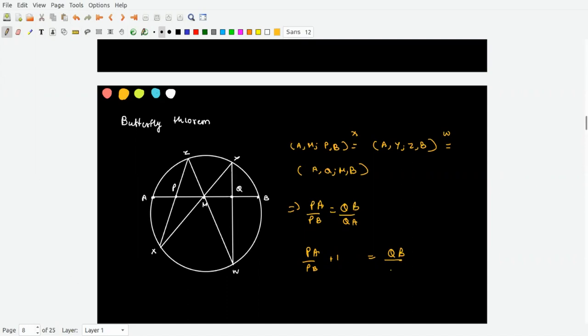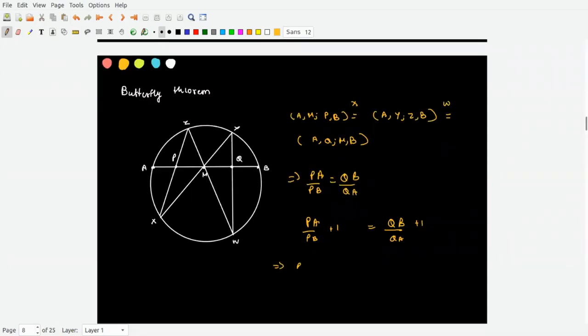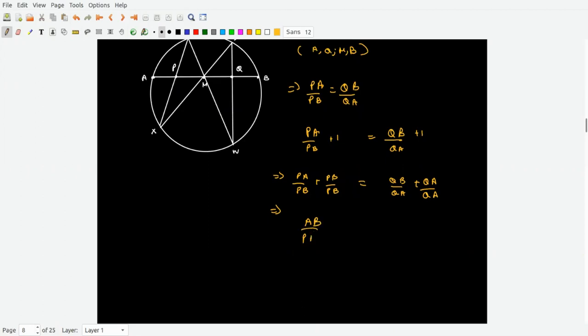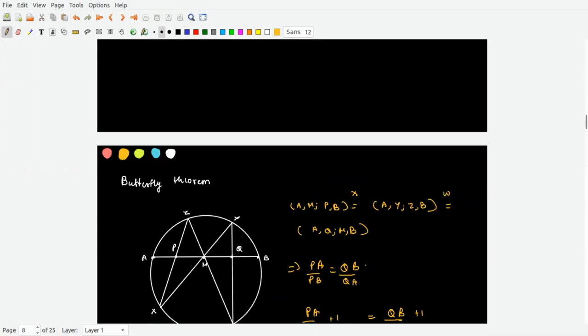So PA by PB plus 1 would be equal to QB by QA plus 1. That is equal to PA by PB plus PB by PB, and QB by QB plus QA by QB. So that would give us AB by PB is equal to AB by QA. And that implies PB is equal to QA, which implies PM is equal to MQ. So we basically had two main steps. One, projection. Two, finishing out with adding one to both sides, which is also a very cool technique. So, yeah, this was the butterfly theorem.